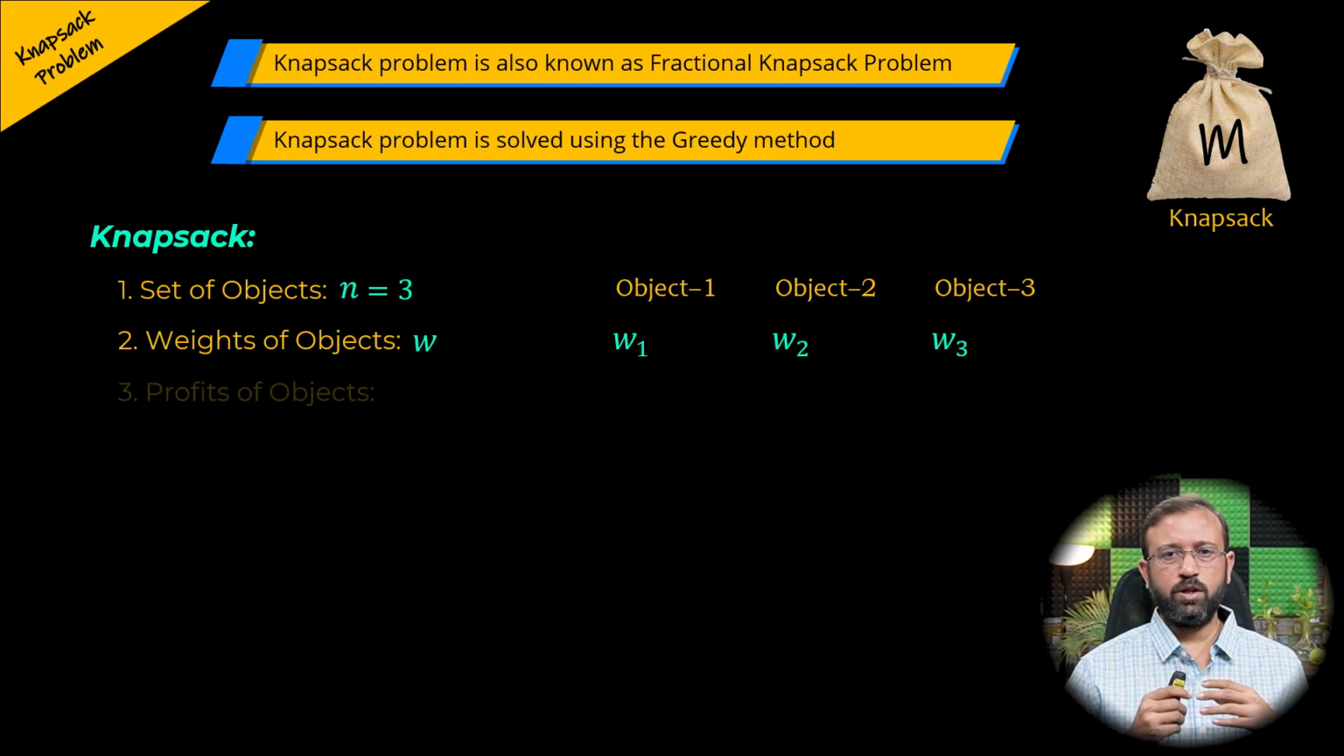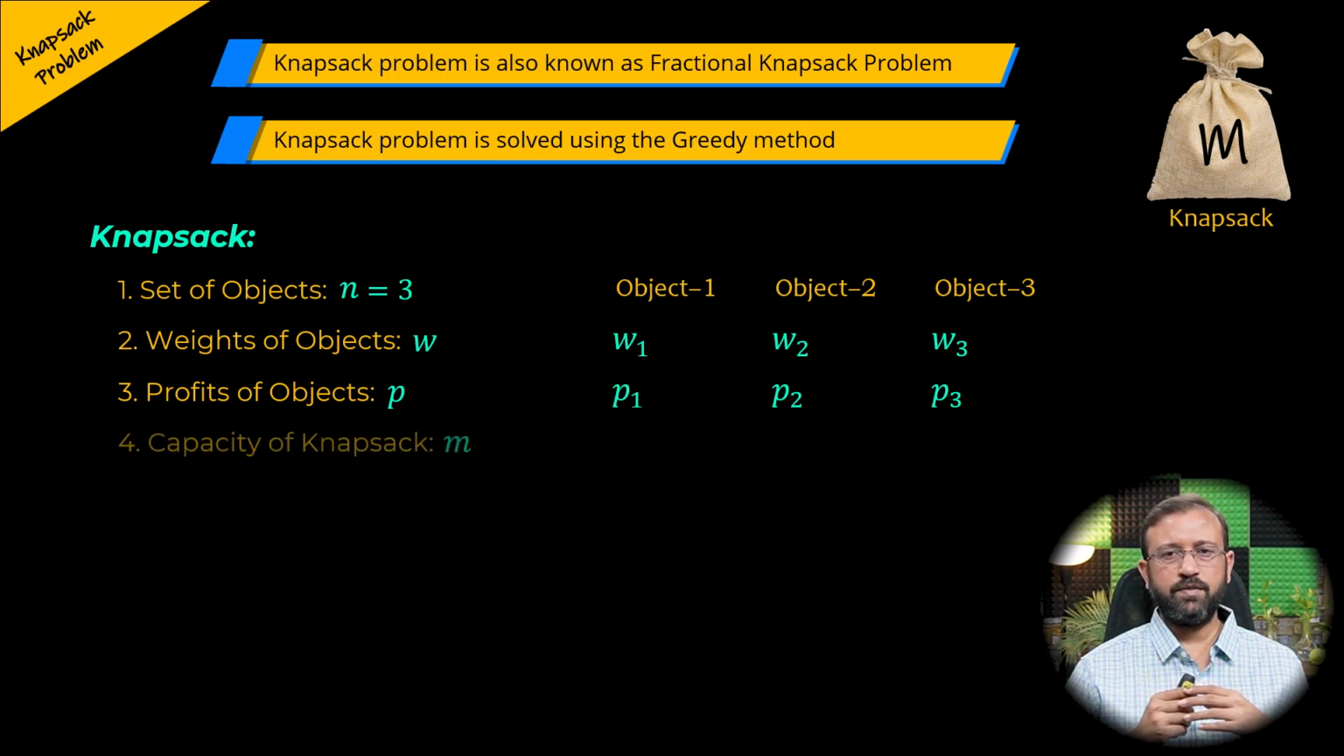Then we also have profits associated with each object. The profit of each object is represented by P. So let us consider P1 as the profit of object 1, P2 as the profit of object 2, and P3 as the profit of object 3.